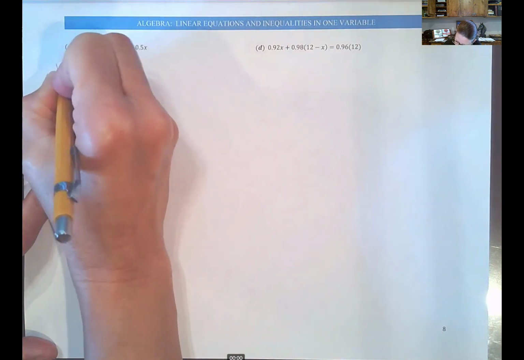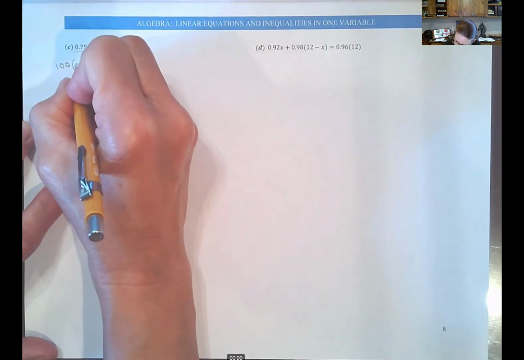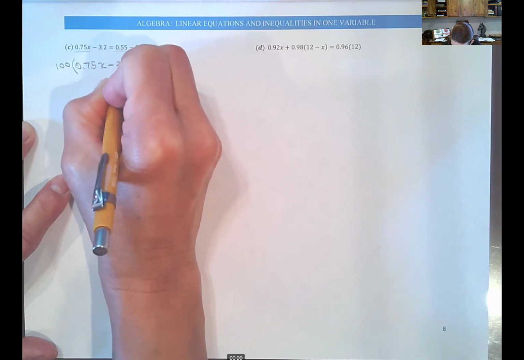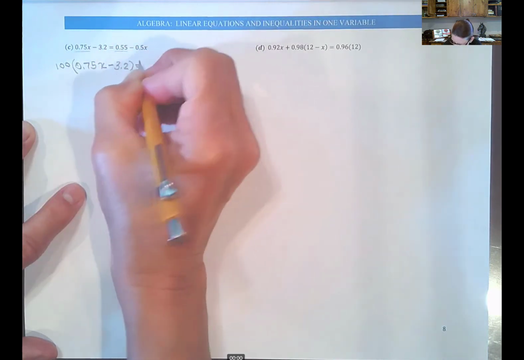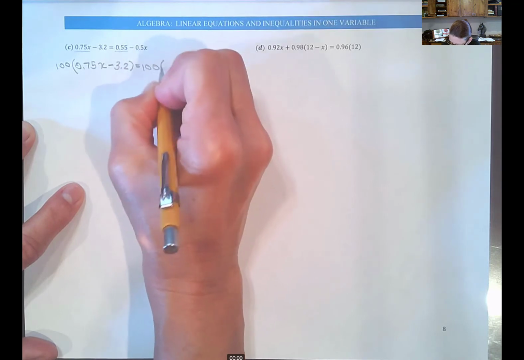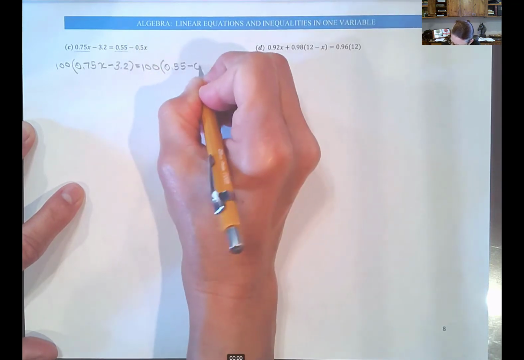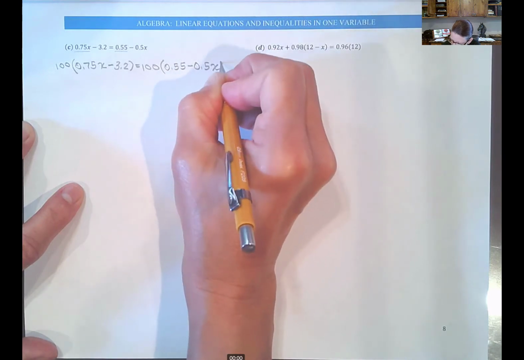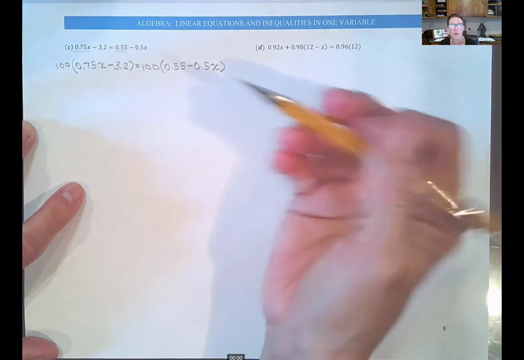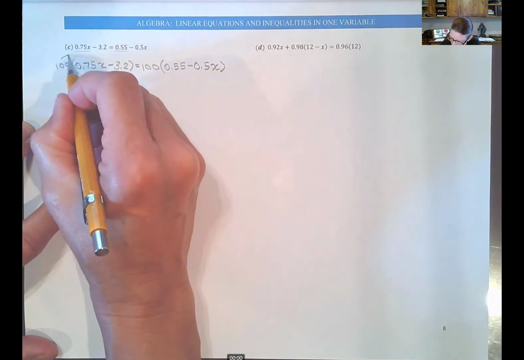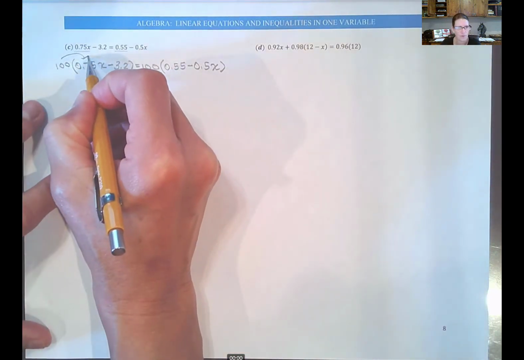So we're going to take 100 times the left-hand side and 100 times the right-hand side. Multiplication property of equality. We're not changing the solution by doing this, right? Just simplifying the equation a little bit, making it look nicer, okay?